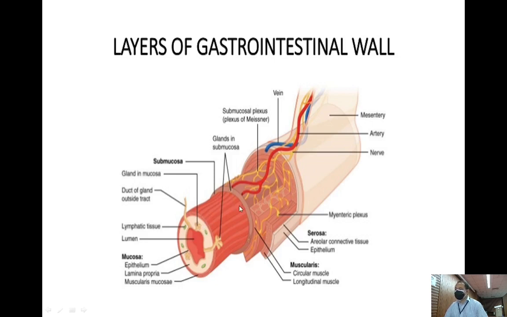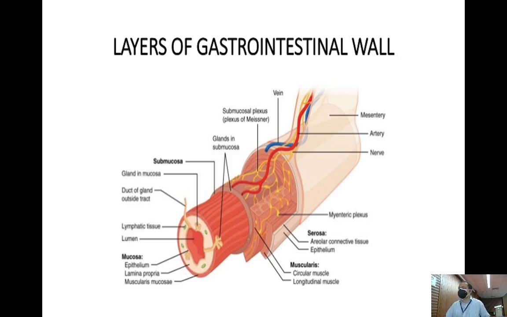Then you have the muscular layer. Of course, the submucosa also has a thin layer of smooth muscle cells. The muscular layer consists of circular muscle and longitudinal muscle. And of course the serosa, consisting of connective tissue, areolar connective tissue, and some amount of epithelium called the mesothelium, or the mesothelial cells.